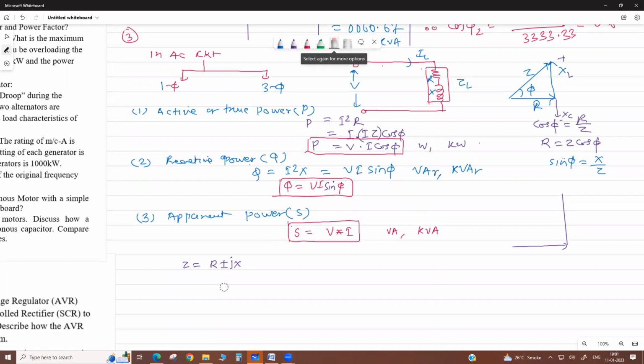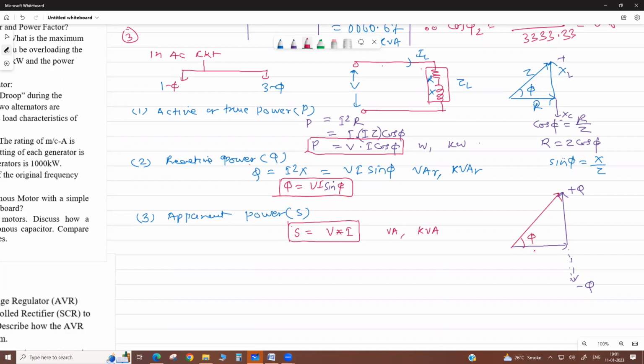Same like reactance, your reactive power is also of two types of nature. If it is inductive reactance, then it is positive Q. If it is capacitive reactance, then it is negative Q. If Q is positive, it means the power factor is lagging. Okay, this is your power triangle.